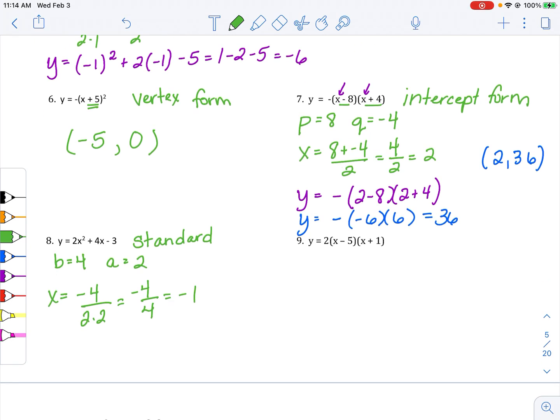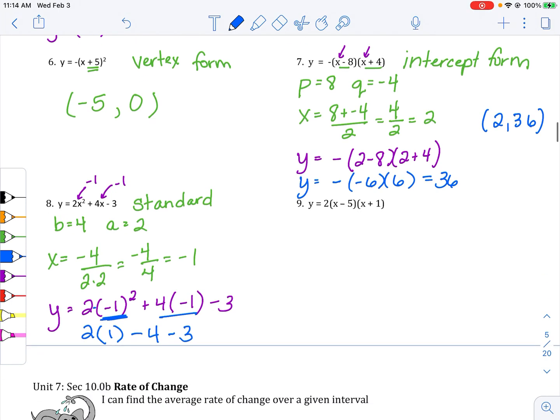All right, so then I need to evaluate that x value to get the y value. I'm going to plug in the negative 1 in each of those spots. So I get y equals 2 parenthesis negative 1 squared plus 4 times negative 1 minus 3. Thinking about our order of operations here, I need to do this exponent before I do this multiplication. So I'm going to get 2 times 1, and then I can go ahead and do this, minus 4 minus 3. That 2 times 1 is 2, so I have 2 minus 4 minus 3. That's negative 5. So the vertex of this problem is negative 1, negative 5.